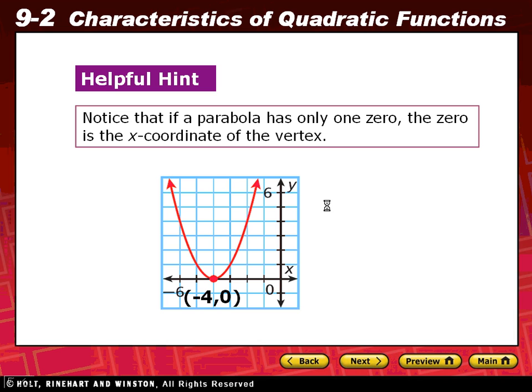Now notice that if a parabola has only one 0, that means that the 0 is going to be the x-coordinate of the vertex. So if a parabola only has one 0, that means the vertex of the parabola is hitting on the x-axis.